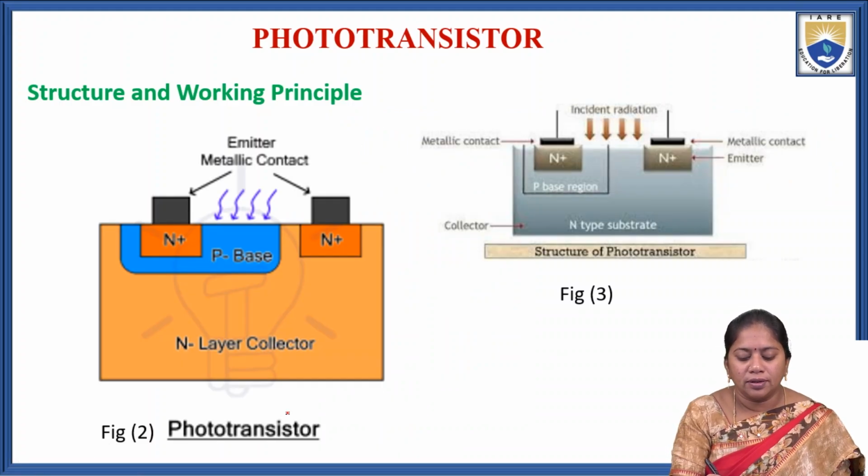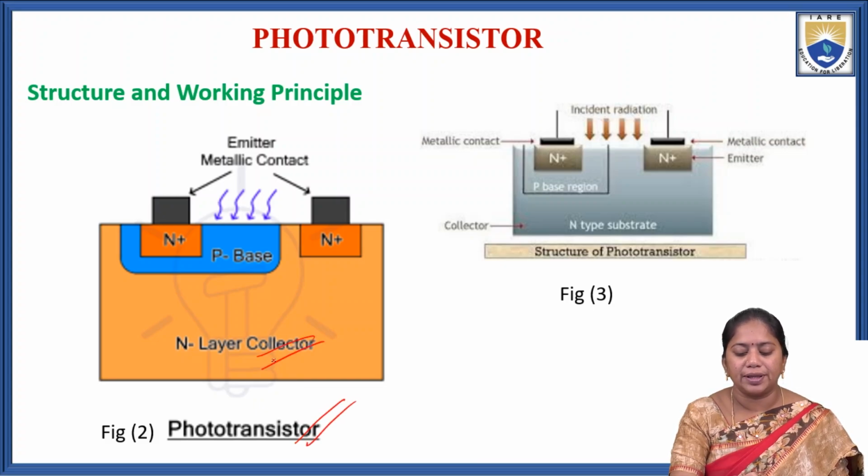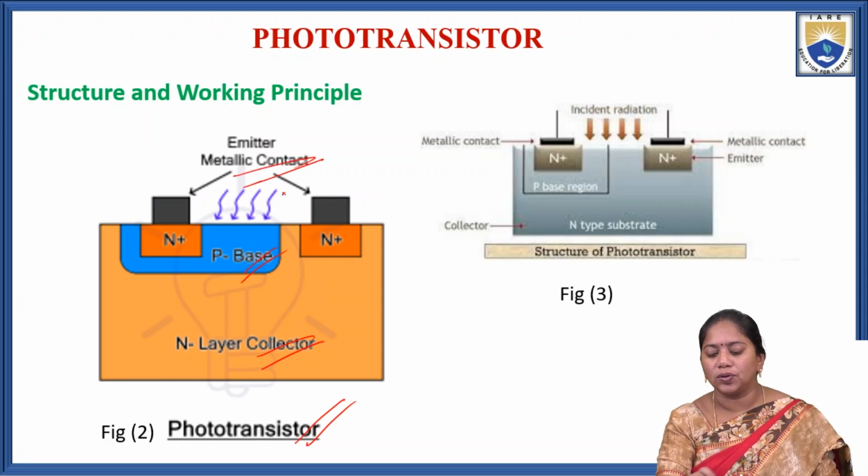So this is the phototransistor schematic diagram, which shows the N-type layer as the collector and the P-type region as the base. Here this is the emitter metallic contact. So this is the structure of the phototransistor.